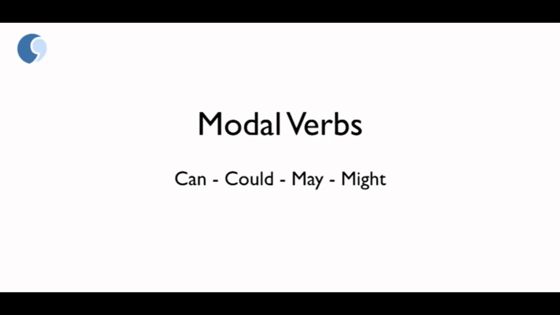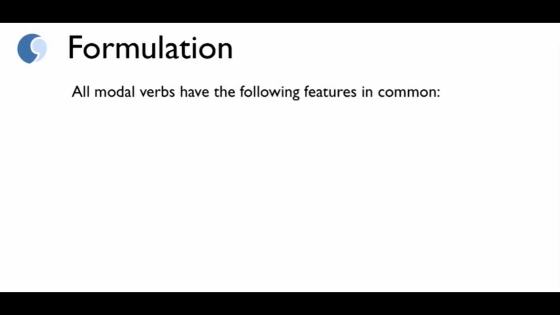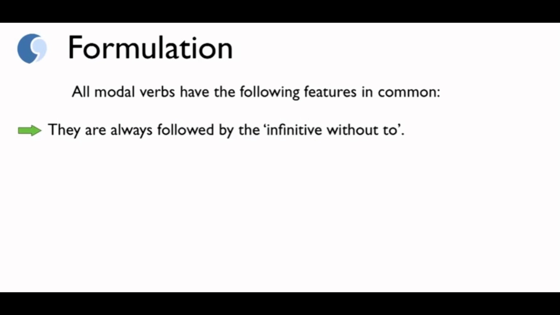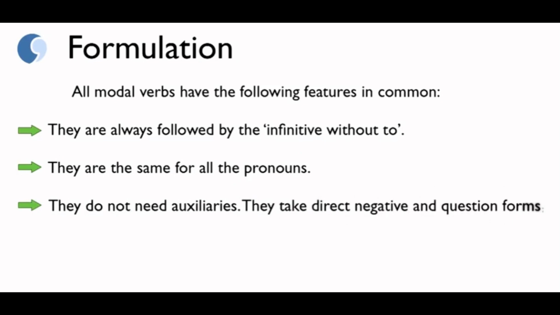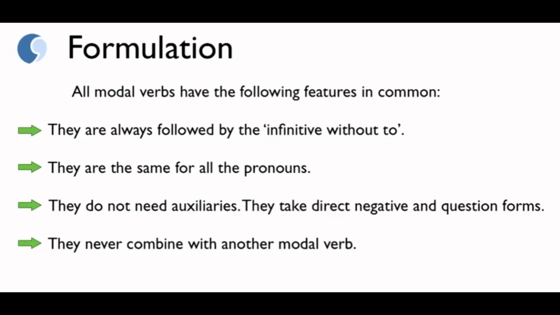We'll first look at the formulation. All modal verbs have the following features in common. They are always followed by the infinitive without to, meaning the base form of the verb. They are the same for all the pronouns. They do not need auxiliaries. They take direct negative and question forms. They never combine with another modal verb.